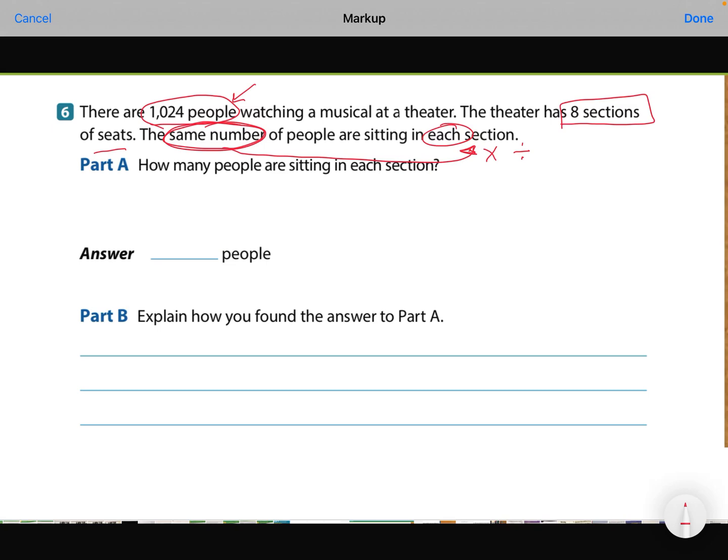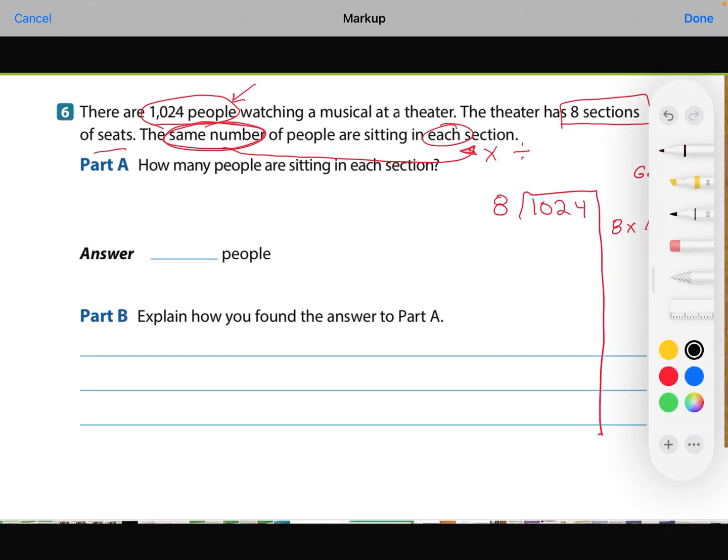And I'll tell you, as I've gone through school, there has been times I couldn't tell which I needed to do, so I did it both ways, and then I thought through the problem of what made more sense. Okay? So I have 1,024 people. We're going to do the partial quotients model, and we're dividing into 8 sections. Put the groups over here. And I'm going to start with 8 groups of 100. Yeah, that'll work. 8 groups of 100 is 800. Nice zeros, easy to subtract.